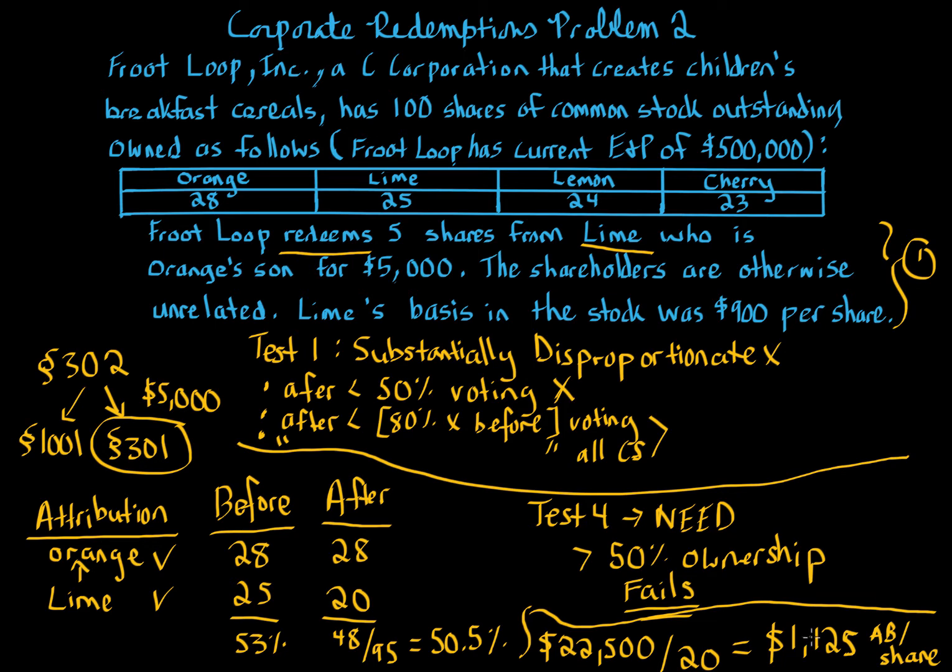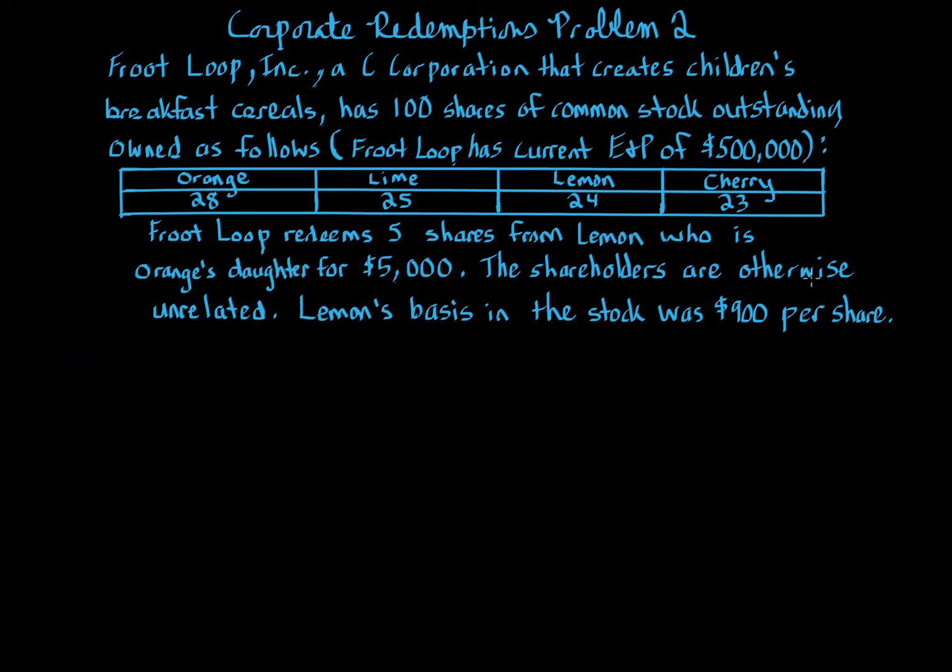So let's go on to the next variation. All right, so in variation 2, again, the facts stay the same up here. All that changes is below our little chart. That all stays the same. So in variation 2, Fruit Loop redeems 5 shares from Lemon, who is Orange's daughter, for $5,000. The shareholders are otherwise unrelated. Lemon's basis in the stock was $900 per share.